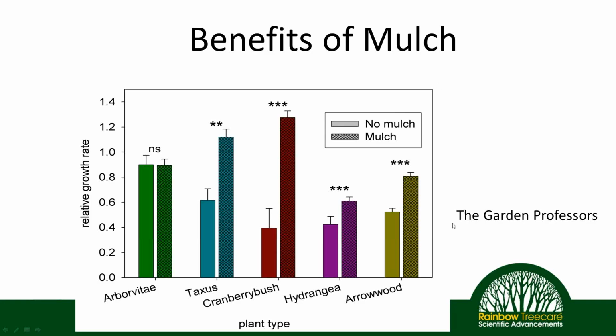If we look at some other charts, this is from the Garden Professor's blog. When we look at the results of mulching versus not mulching on some species, and we look at relative growth rate, here we can see the mulched is this checkered pattern versus the no mulch is this solid line. While with arborvitae it didn't seem to really matter, with some of our other species we had some very great impacts just by mulching our plants.